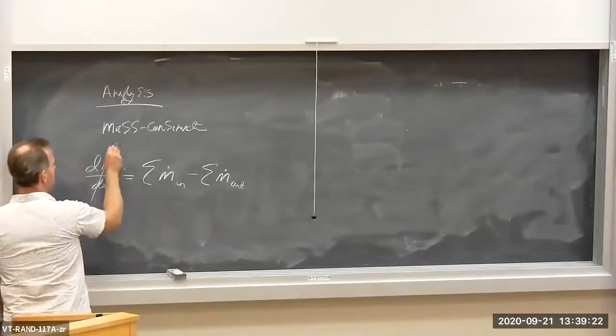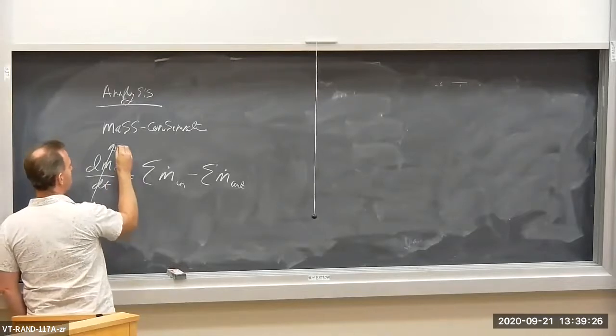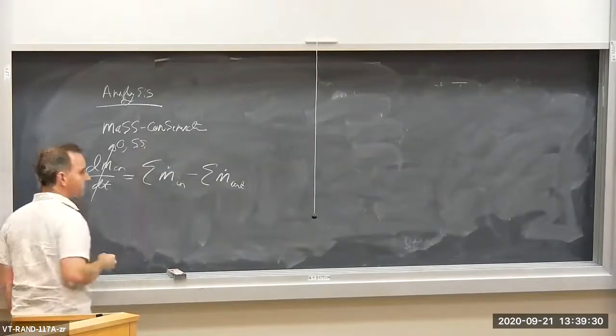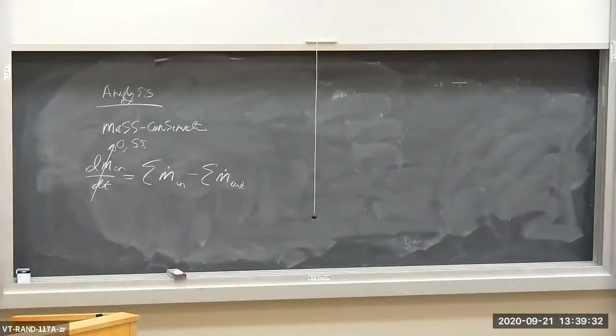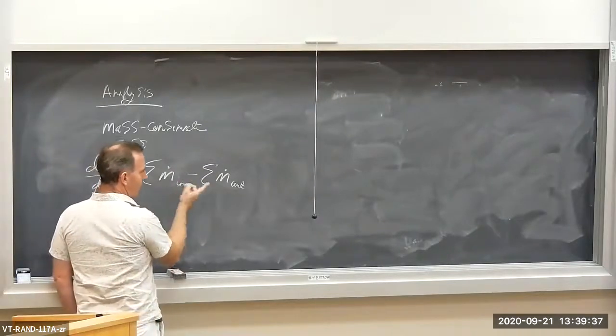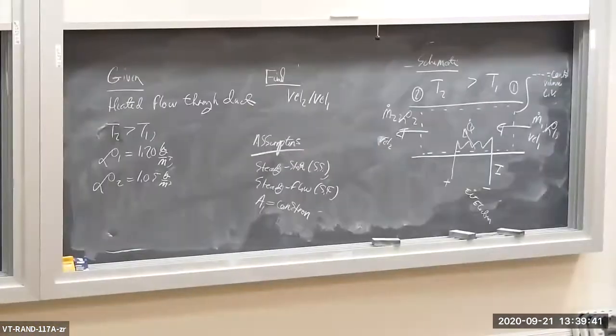So dmCv/dt, the change of mass within the control volume with respect to time, is 0. Why? Because this is steady state. So that term is 0. Now, how many inlets do we have and how many outlets do we have? Let's go back to our control volume and figure out what these summation terms are.